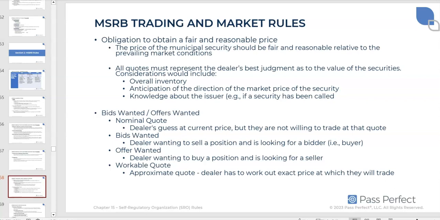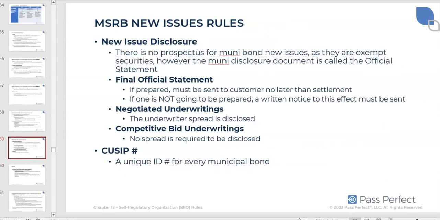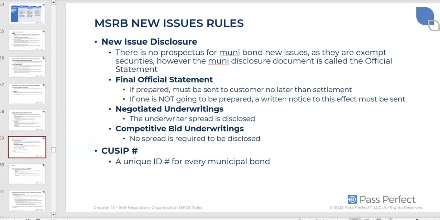So depending how actively it was trading, the dealer at the other end might say, okay, I'll give this nominal quote, this is best guess, but don't hold me to it. Or a workable quote, which is an approximation, and they'll work out what they think is their actual price.